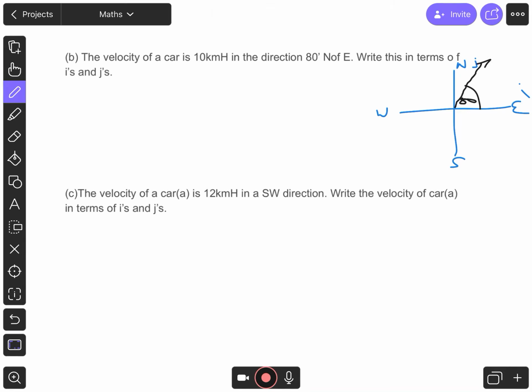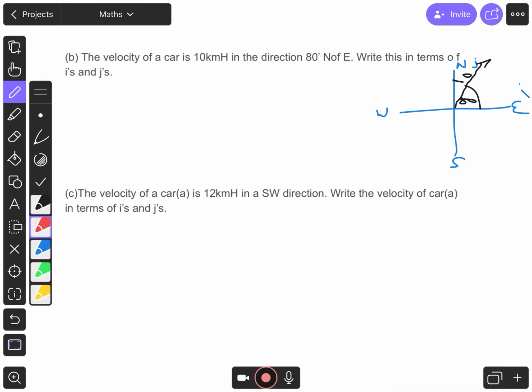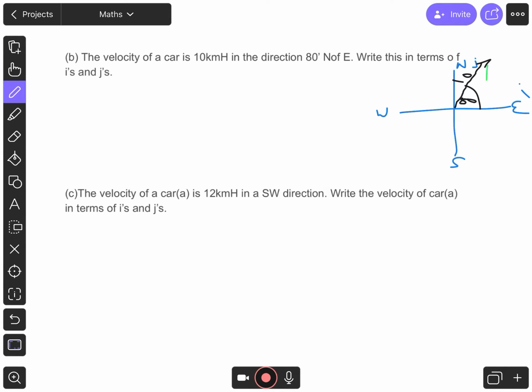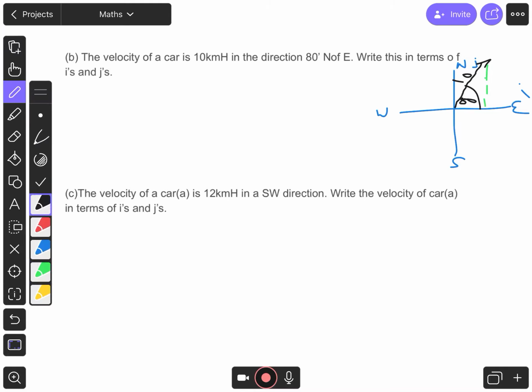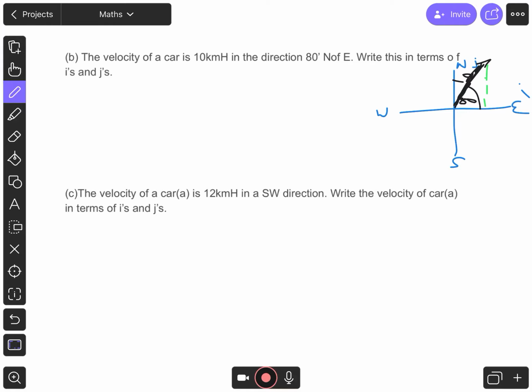I know that this is going to be 10. And what we're going to do is try and split that up into its i and j components. So I'm going to make this into a right angled triangle. Here we have a right angled triangle, and this right angled triangle consists of this hypotenuse, and then we have our adjacent and our opposite. To do that, we are going to use sine, cos and tan to find our opposite and our adjacent. Our opposite is going to go with sine.